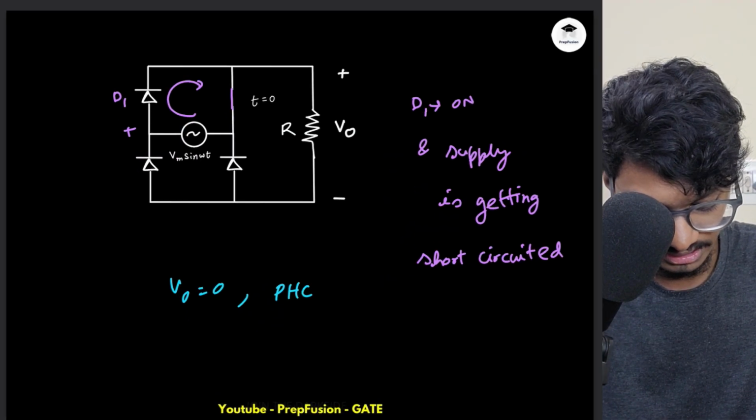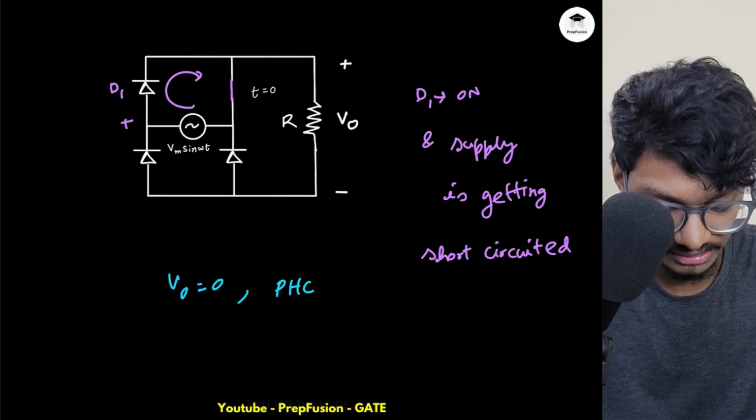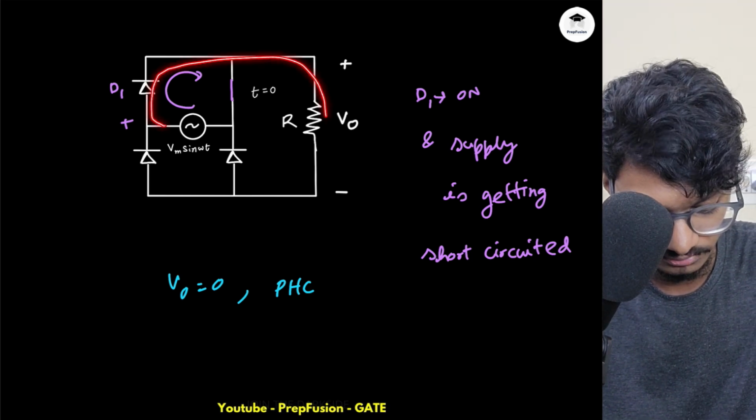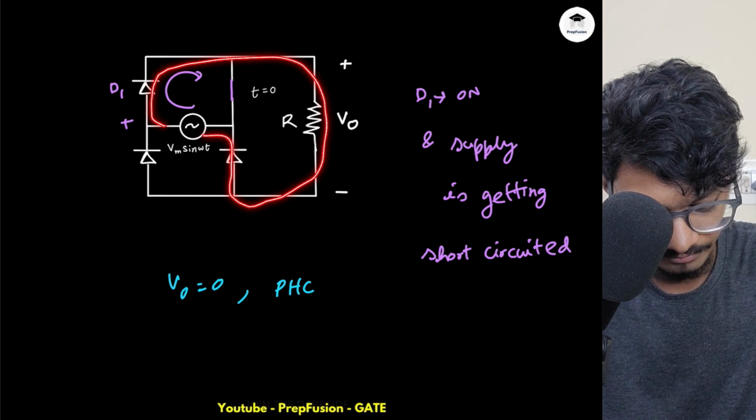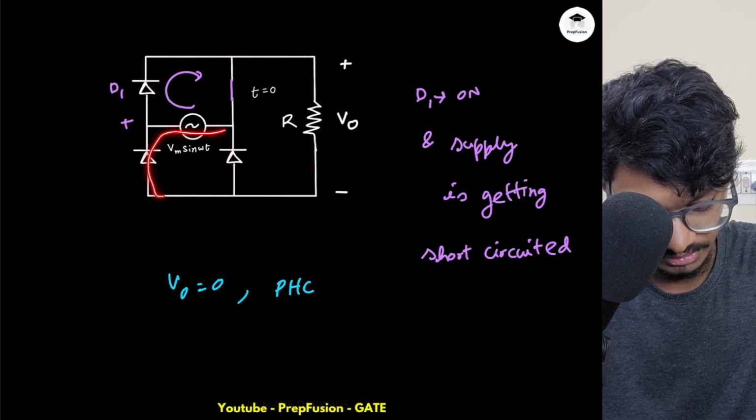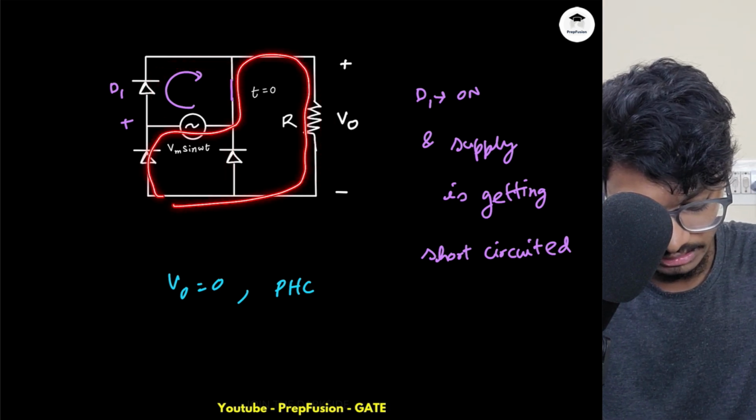In this case, in which path can the current flow? The current can flow in this path, or in this path. And this diode is off.